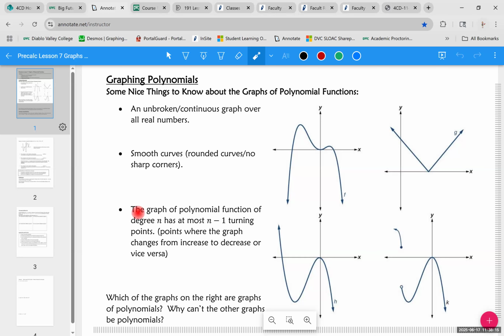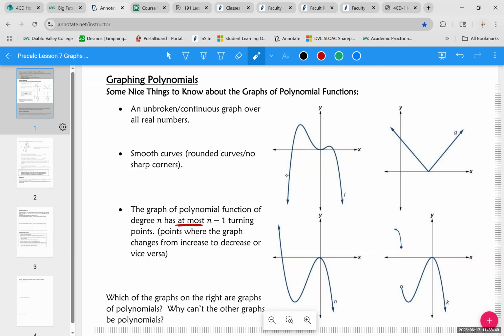And last but not least in this list, the graph of a polynomial function of degree n has at most, and that's important, it doesn't mean it always has, it's just the most that it can have, n minus 1 turning points. So remember what a turning point is. It's like the vertex of a parabola. So if I'm looking at this first picture where the graph switches from increasing to decreasing, that's a turning point. Or from decreasing to increasing, that's another turning point.